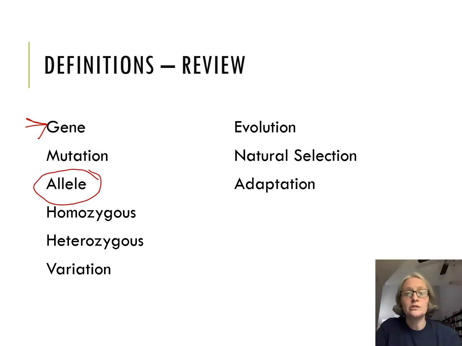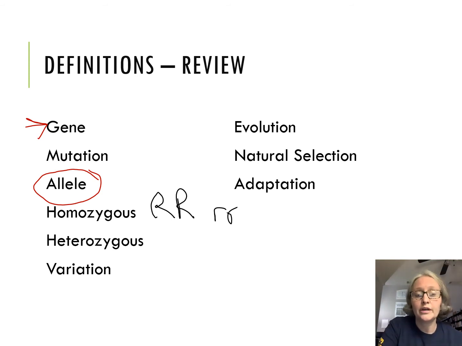So if the gene is the generic hair category, something like hair color, then the allele is something like brown hair or blonde hair or black hair. Every individual is going to receive two alleles for any gene that they have. If those two alleles are the same, we say that that individual is homozygous, and that's represented usually with either two uppercase letters or two lowercase letters. If those alleles, however, are different, those individuals are called heterozygous, and they have both a dominant and a recessive allele.